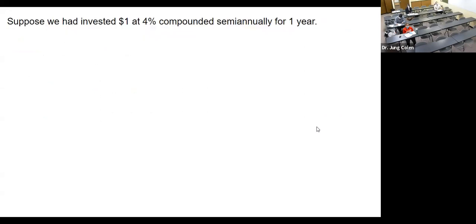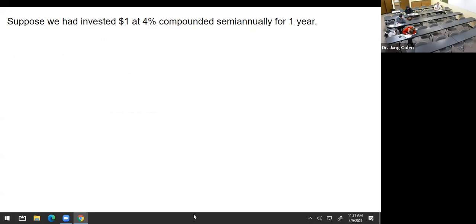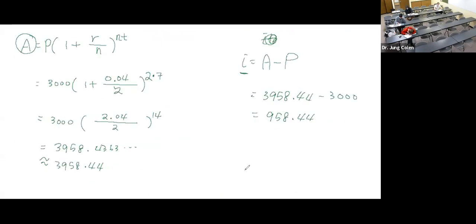So try this one. This is a little bit different story that we are doing here now. If you are investing only $1 at 4% compounded semi-annually for 1 year, it's kind of an easy number, isn't it? Why are we doing that? Because we're going to talk about different concepts. We are still doing the compound interest.